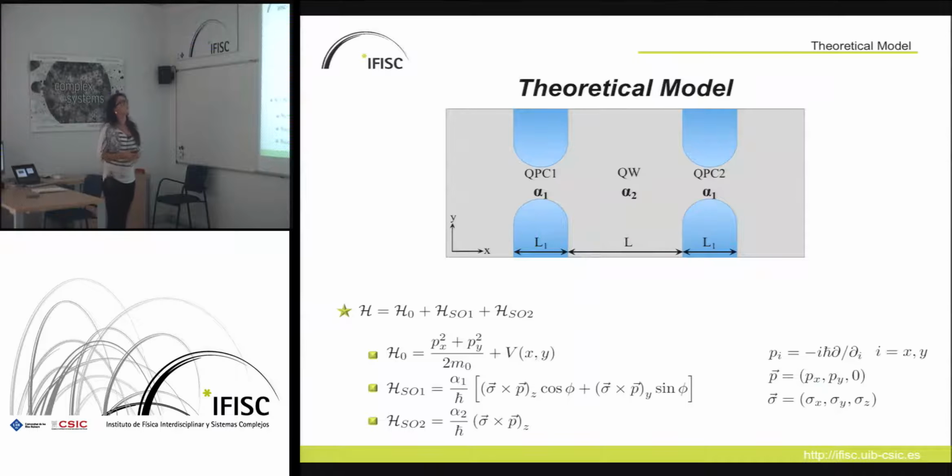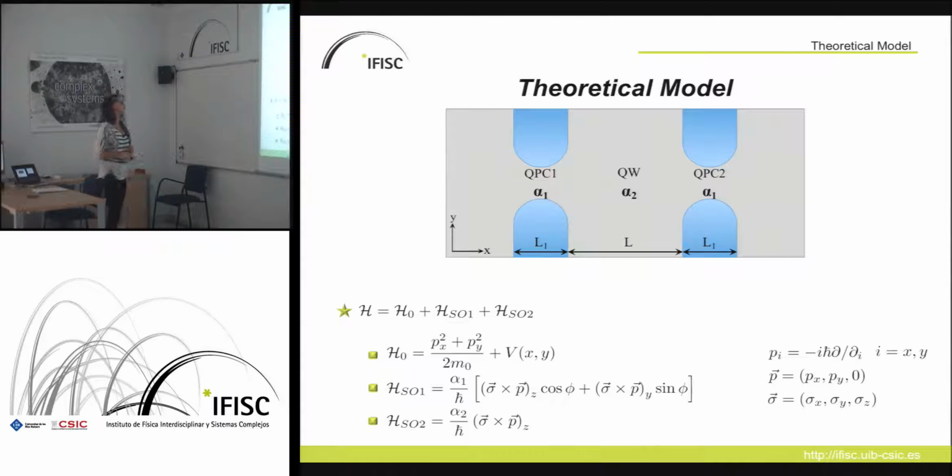Then we want to study a similar system in which we have two constrictions, the QPCs, that define a quantum well in the central region. We also observe that here the Rashba spin-orbit interaction is different in the two QPCs and the quantum well. This is the total Hamiltonian, where in the first part we have a kinetic term and a voltage that gives us this kind of constrictions.